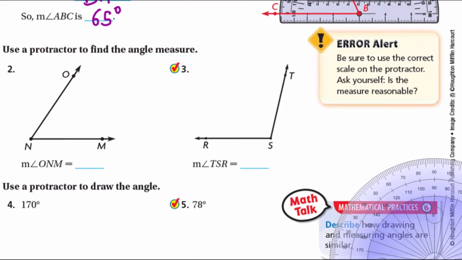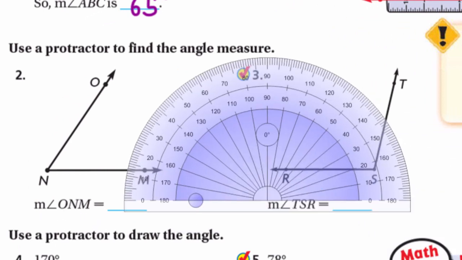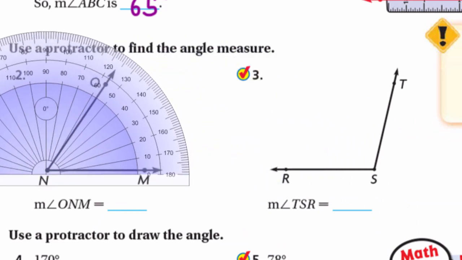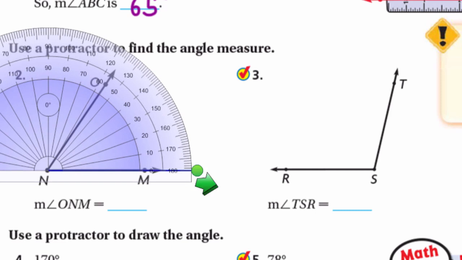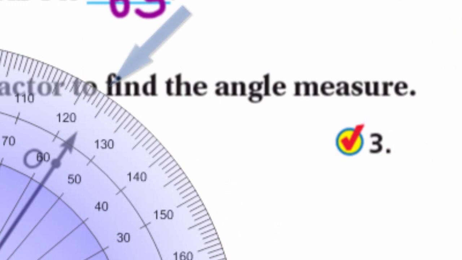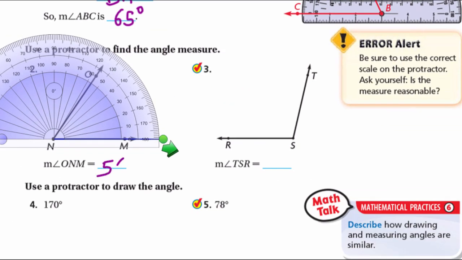And now use a protractor to find the angle measure. Okay, number 2, measure of angle OMN. We place the center of the protractor on the vertex, on the point N, and we align the 0-degree mark with the ray NM, and we count until the ray NO. So 0, 10, 20, 30, 40, 50. Here in the middle is 55, and it's just after it, so 56. It's about 56 degrees.